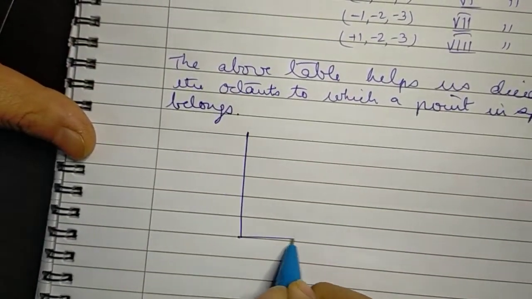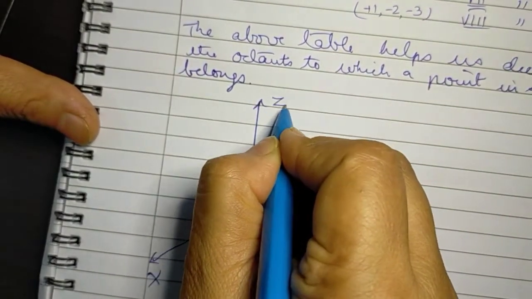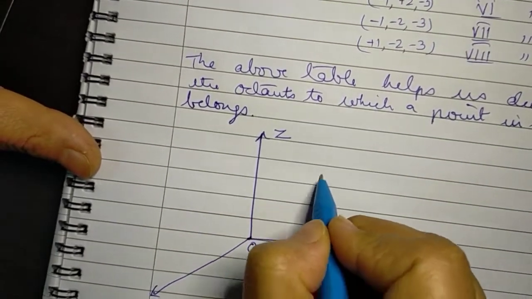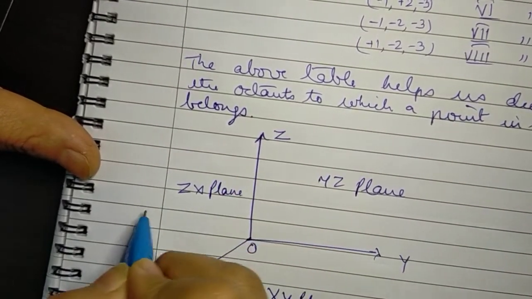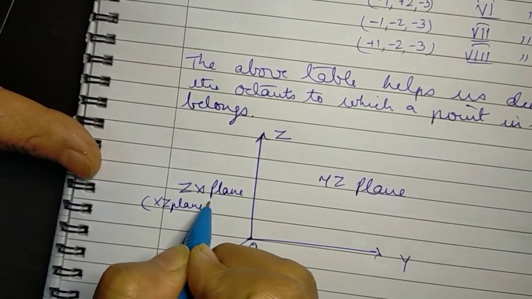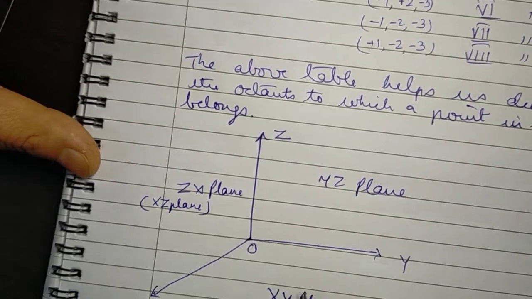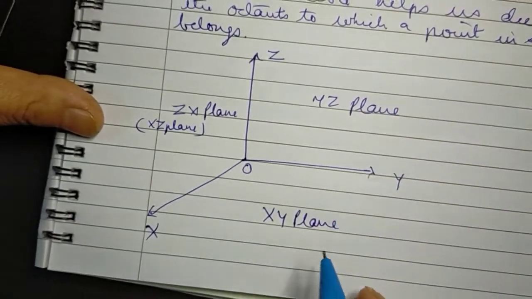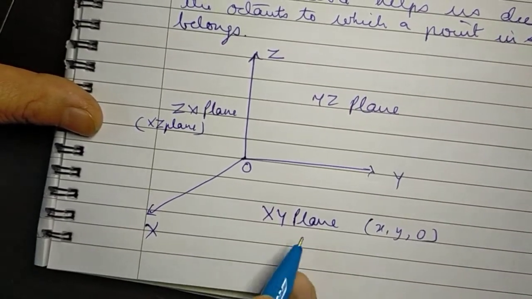Now in this, we know this is the x-axis, this is the y-axis, this is the z-axis, this is the origin. This is the xy plane, this is the yz plane, this is the zx plane, also called the xz plane sometimes. Now, as we have seen, any point lying in the xy plane has z equal to 0. So it is of the kind x, y, 0.